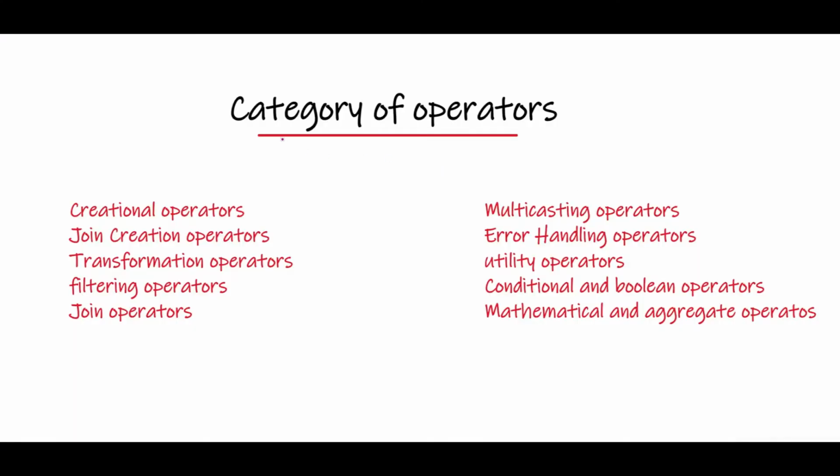We have different categories of operators. Each category does one kind of work. For example, a creation operator helps us create new observables. A join creation operator helps us join two observables and create a new observable. Similarly, a transformation operator helps us transform one observable into another observable. Similarly, we have filtering operators, which filter some values from one observable and give us the result in a new observable.